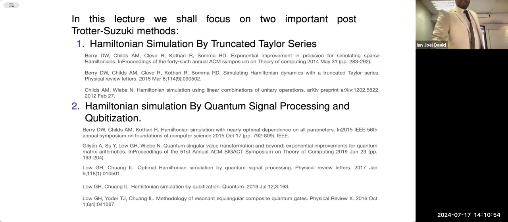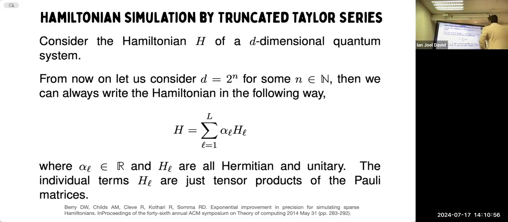So let's start by talking about Hamiltonian simulation by truncated Taylor series. Of course, by now we know what the simulation problem is, so I'm not going to go over that again. But let's very basically consider the Hamiltonian of a d-dimensional system. Okay? And for now, let's just let this d be some power of 2, so 2 to the power n. The reason is that qubit systems are easy for this, but you can always take any qudit system and pad it so that you can fit it into a qubit system. So now assume that the Hamiltonian acts on a bunch of qubits.